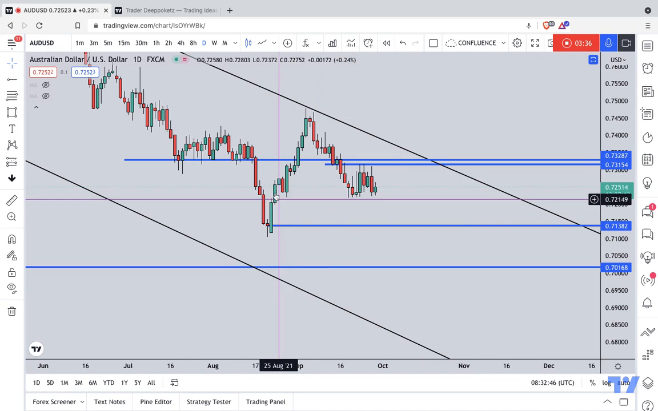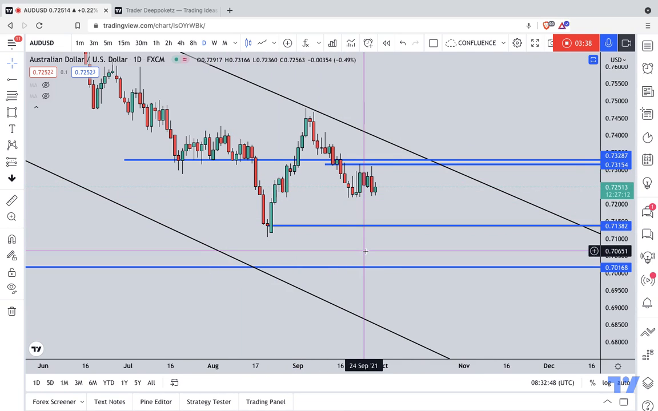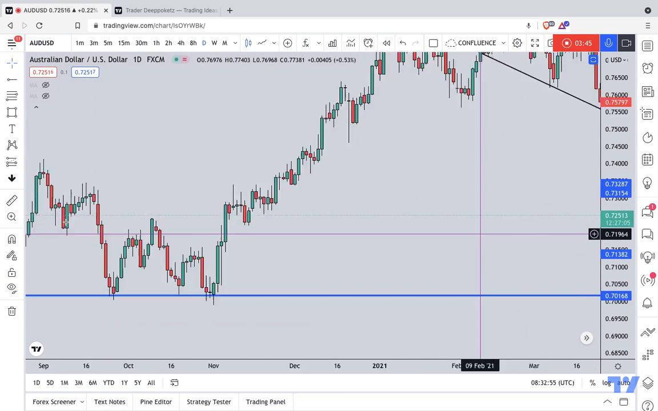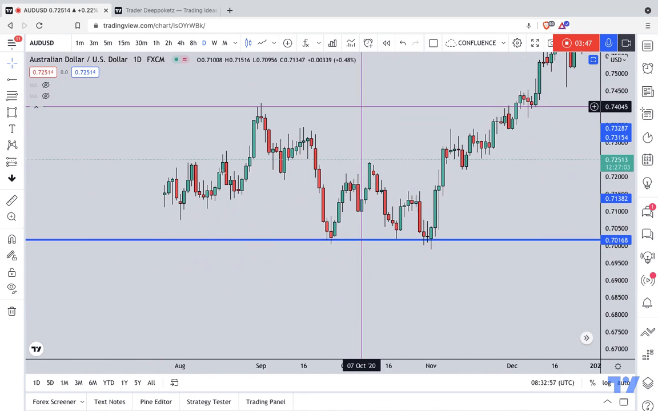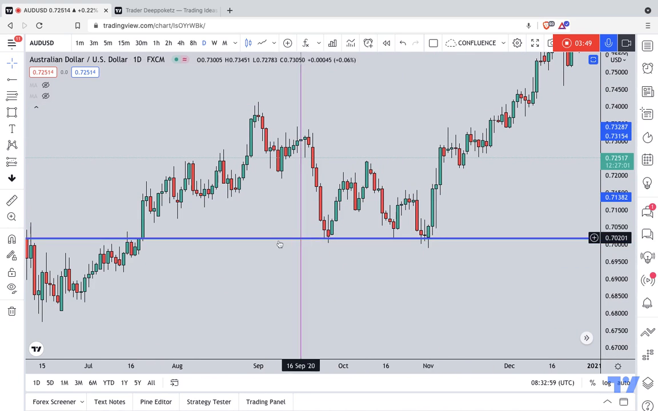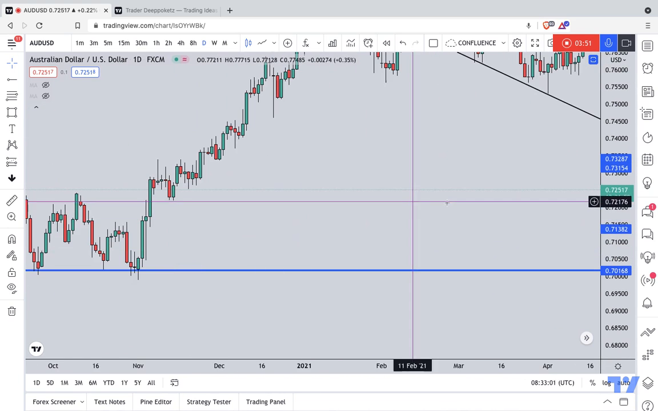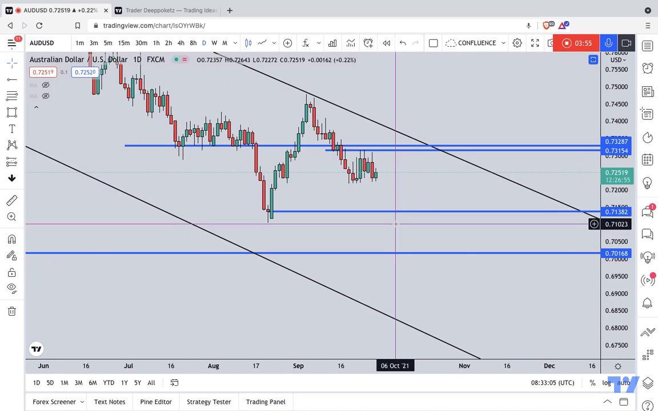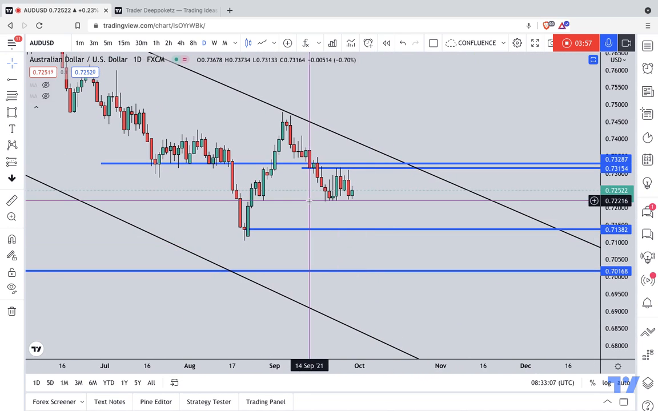Okay, and then another second target would be this here, which is, if we had to go back, the double bottom that happened here. And I expect this to actually be the neckline of the major big head and shoulder that I showed you on the other chart.